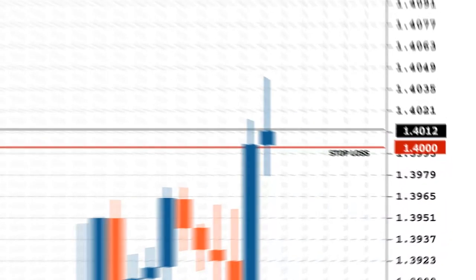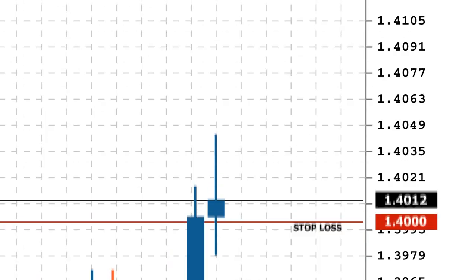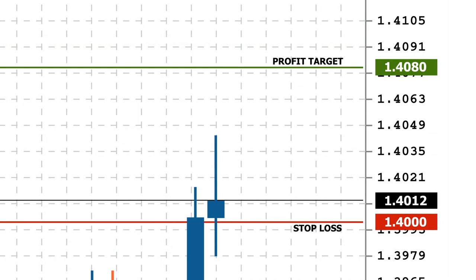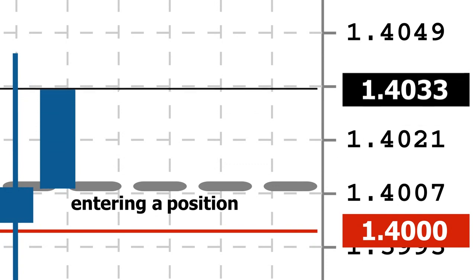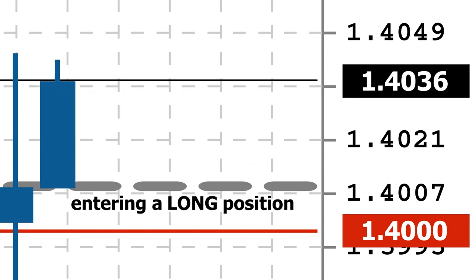Set your stop loss at 1.4000 and your profit target to 1.4080. Again, we will teach you how to set stop losses and profit targets further on in the learning path. You are in. You have entered a position. Because you are buying, you are entering what is called a long position.